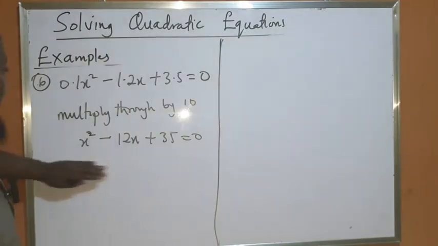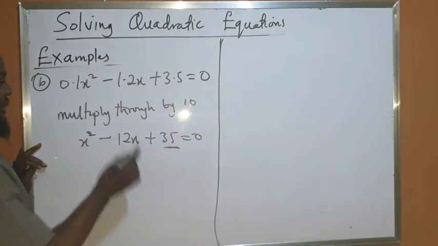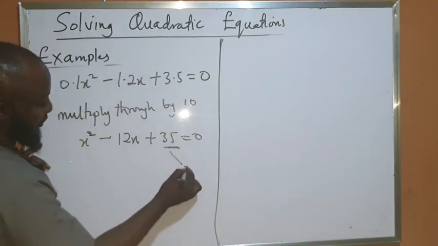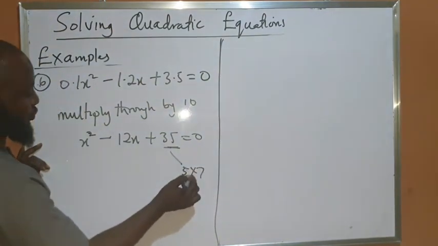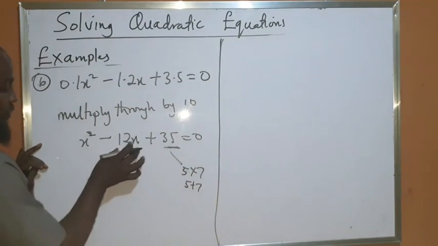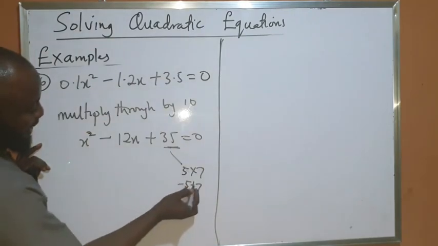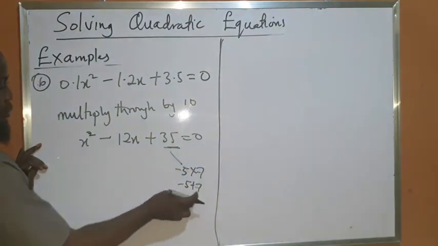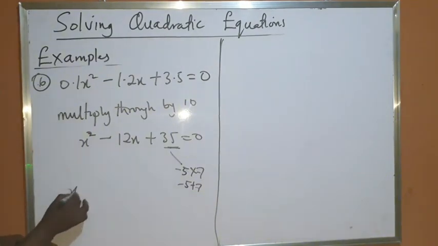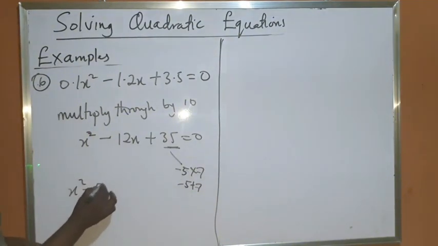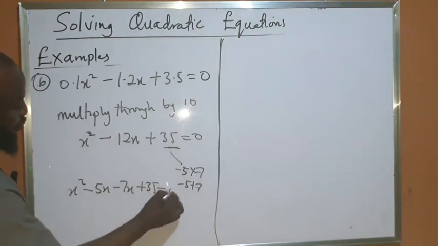So the next stage is now to factorize this. So this is 35 that we have there. So now we're looking for two numbers here, 5 times 7. When we add these two together, 5 plus 7, it gives us this 12. So which means, this is minus 12, so this has to be minus. And when you multiply them, you get plus 35. So that means we have x squared minus 5x minus 7x plus 35 equal to 0.